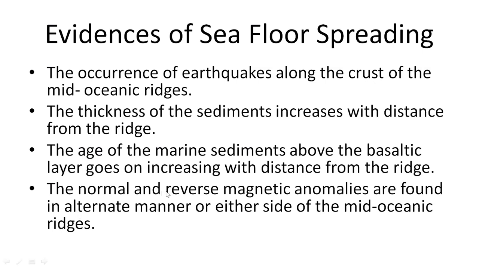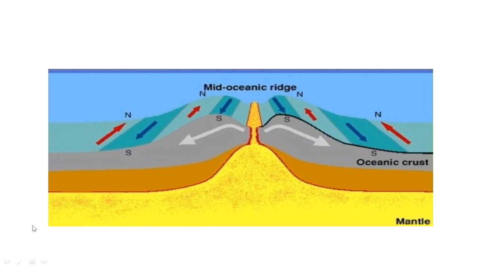Last one, the normal and reverse magnetic anomalies are found in an alternate manner on either side of the mid-oceanic ridges. Let us understand this evidence with the help of this picture. Here you can see the different sediments have the normal and reverse magnetic anomalies in an alternate manner on either side of the mid-oceanic ridges. So this also gives us the idea that seafloor spreading took place.